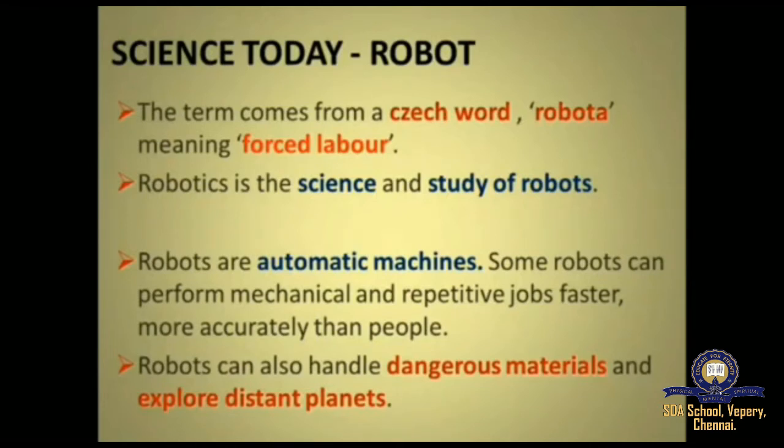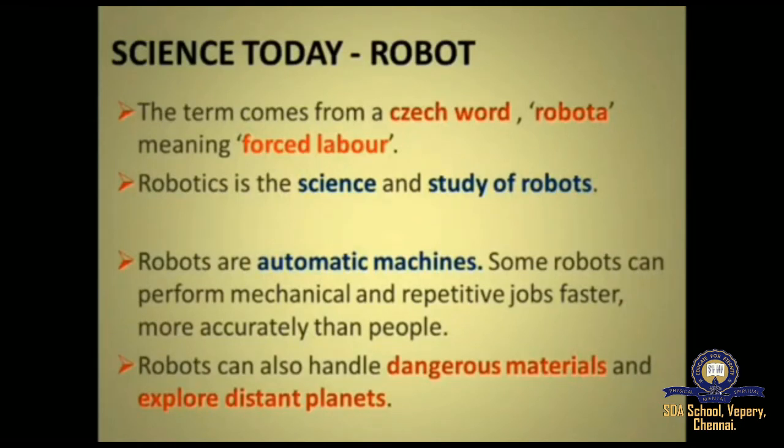So what are robots generally? Robots are automatic machines. Some robots can perform mechanical and repetitive jobs faster and more accurately than people. What is the meaning of repetitive? That is a motion that occurs every few seconds. It happens continuously. So a robot performs mechanical and repetitive jobs faster than normal people. Robots can handle dangerous material and explore distant planets.